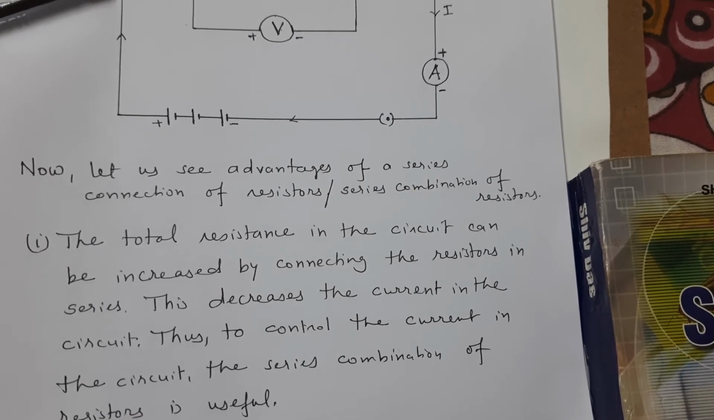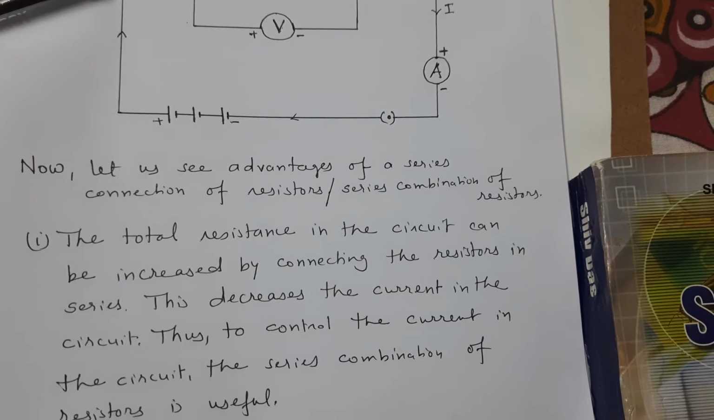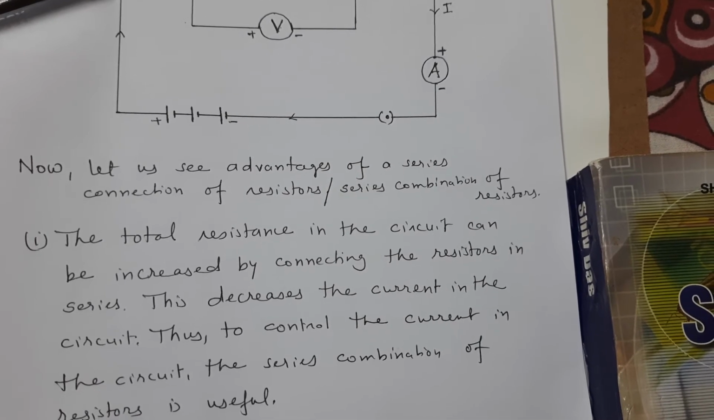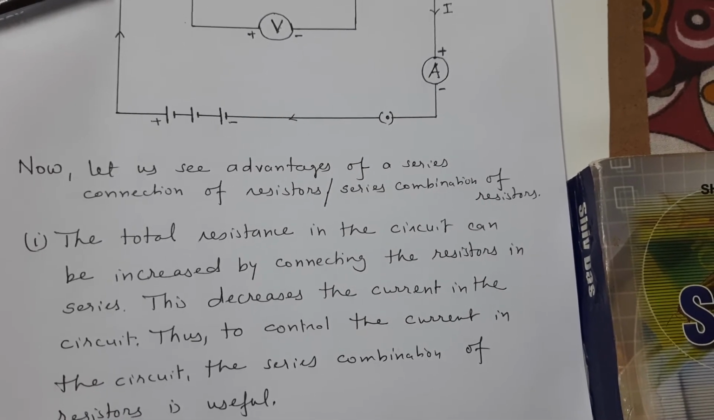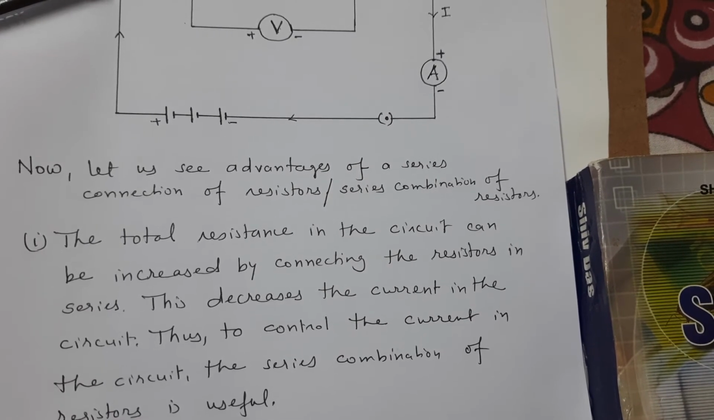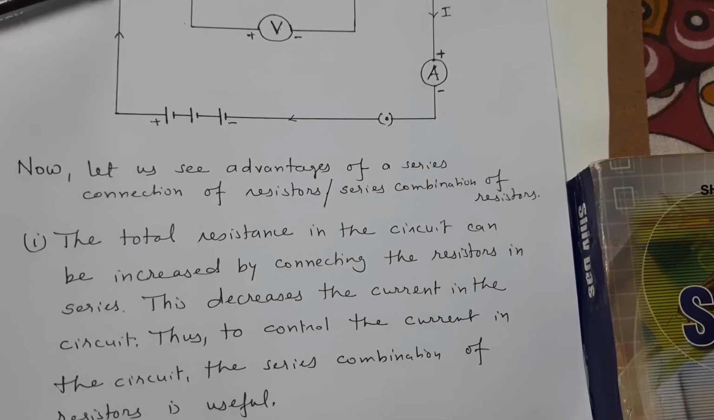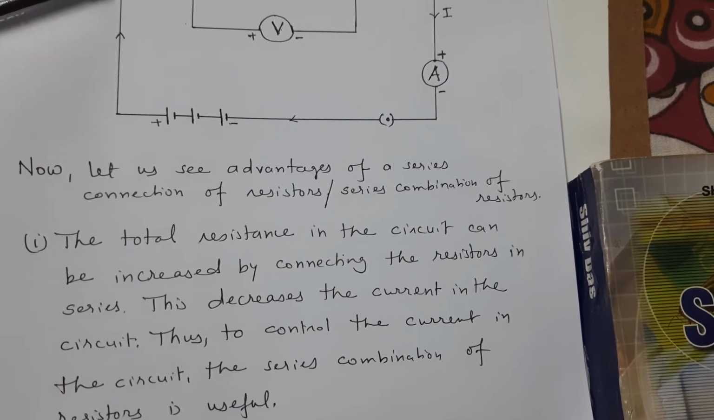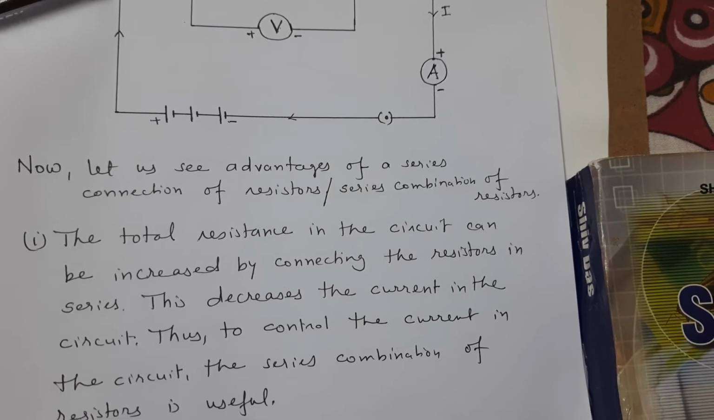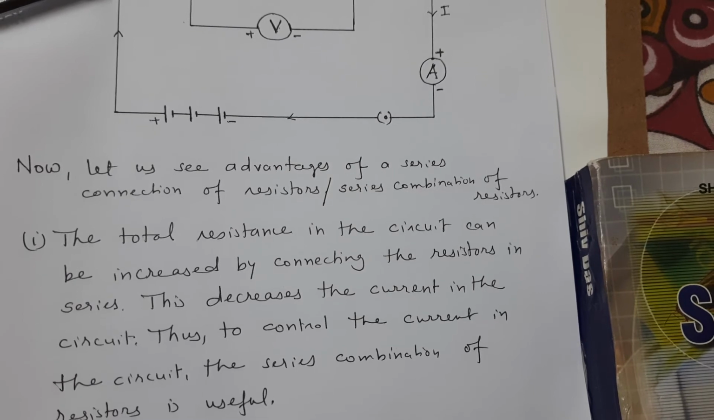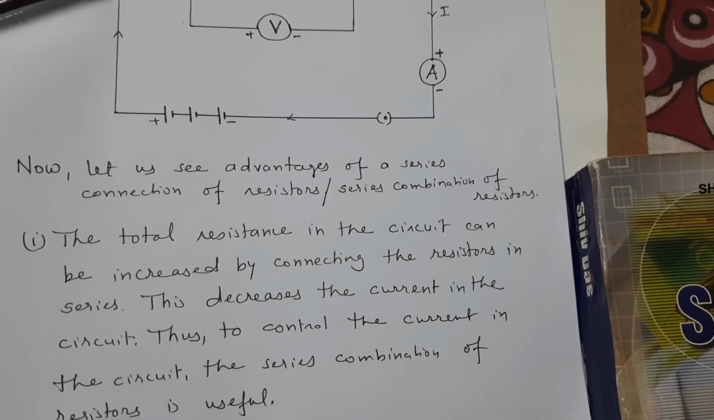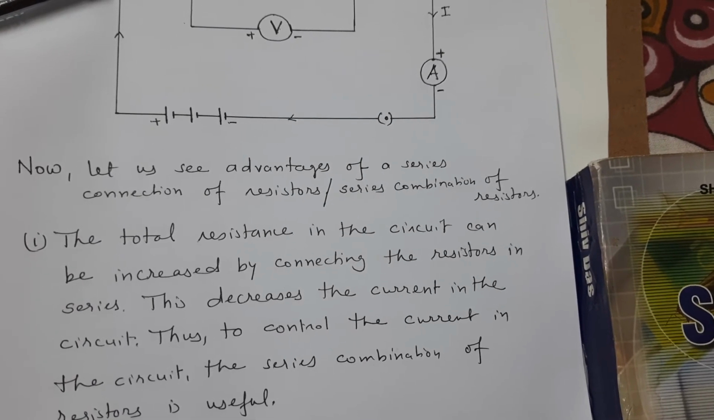So indirectly, what are we saying? That by connecting resistors in series, we can increase or decrease the current that is passing through the circuit. Sometimes we want a high current to pass, so we will decrease the resistance, and when we want to allow less current to pass, we will increase the resistance. So do remember that.